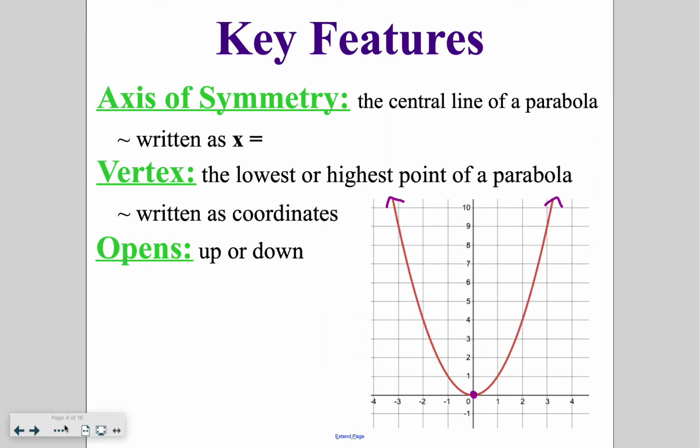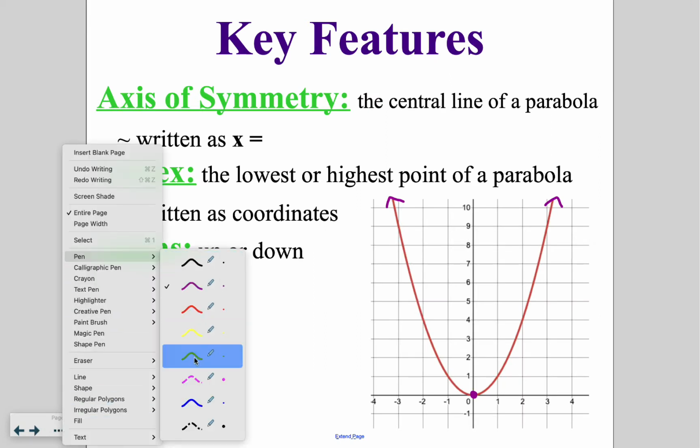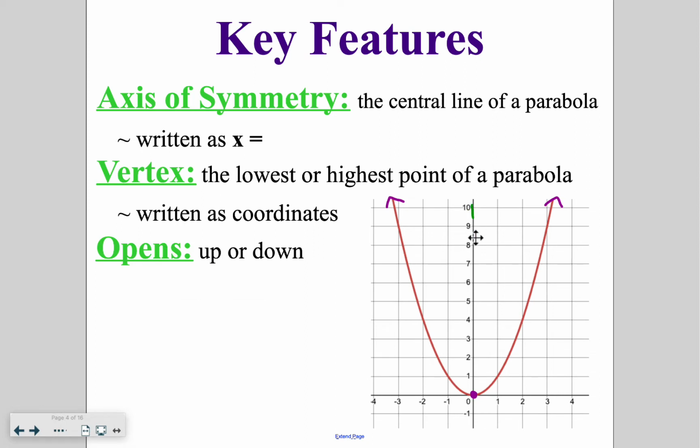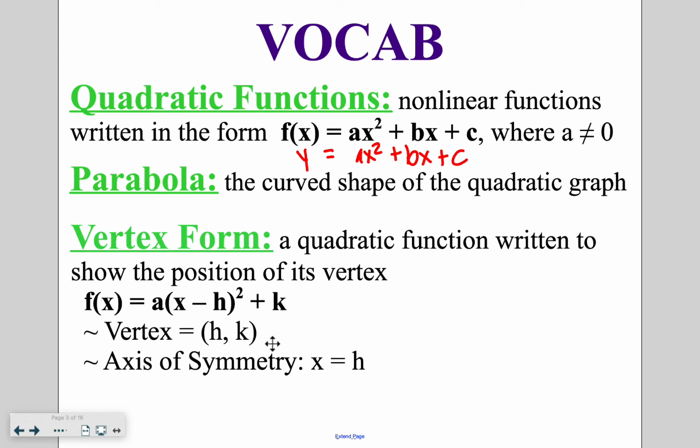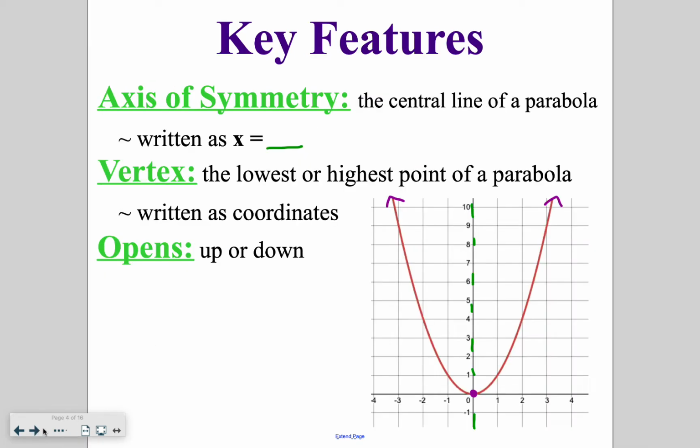The axis of symmetry is what cuts this graph in half. Every single parabola has a vertical line that splits it in half. It's going to be written in the format x equals, and then this equals part is going to be some number. When it's written in vertex form, that's going to be x is equal to h. When it is written in this standard form, there's a slightly different procedure for finding that axis of symmetry and the vertex, which we will go over in just a moment.